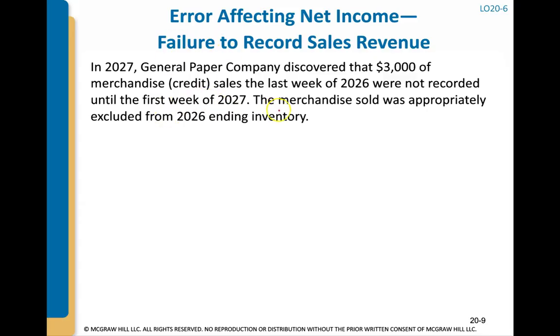So this last sentence is just telling you that they recorded the sale in the wrong period, right? Because they recorded the sale in 2027 when it should have been recorded in 2026. But this last sentence just says, whenever we have a sale, we have to record the sale, but then we also have to remove the inventory from our books. We would debit cost of goods sold and credit inventory. So this is just saying that the inventory was actually removed from the books in 2026, so we don't have to worry about that piece of the journal entry in this example.